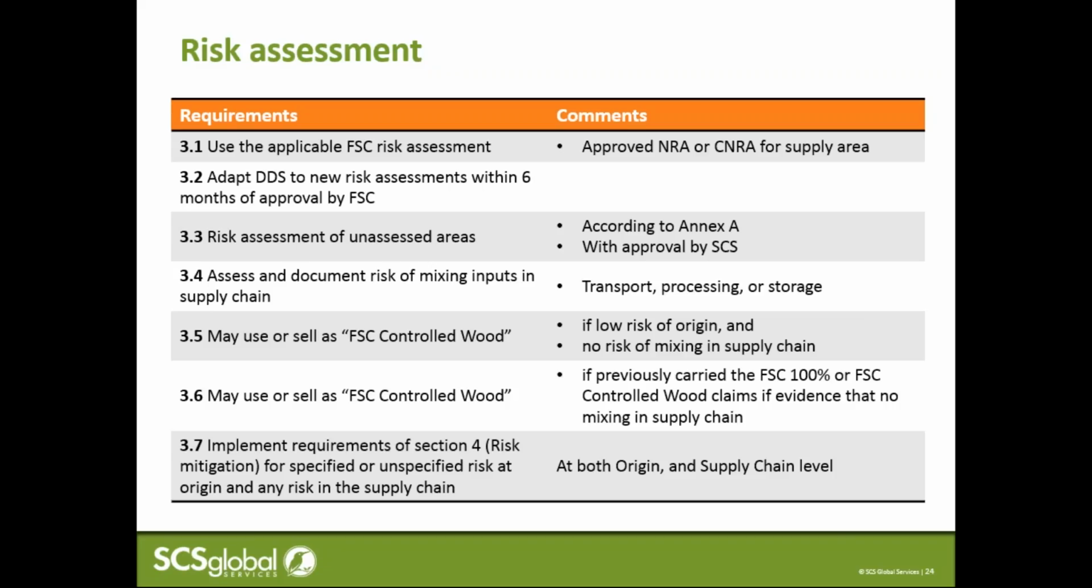If low risk is identified at the origin level and no risk is identified at the supply chain level, then the material may be used or sold as FSC controlled wood. Certificate holders can also use or sell the material as FSC controlled wood if it is demonstrated that no mixing occurred in the supply chain. Lastly, where specified or unspecified risk is identified at the origin level and where any risk is identified at the supply chain level, certificate holders are required to implement risk mitigation strategies or control measures.